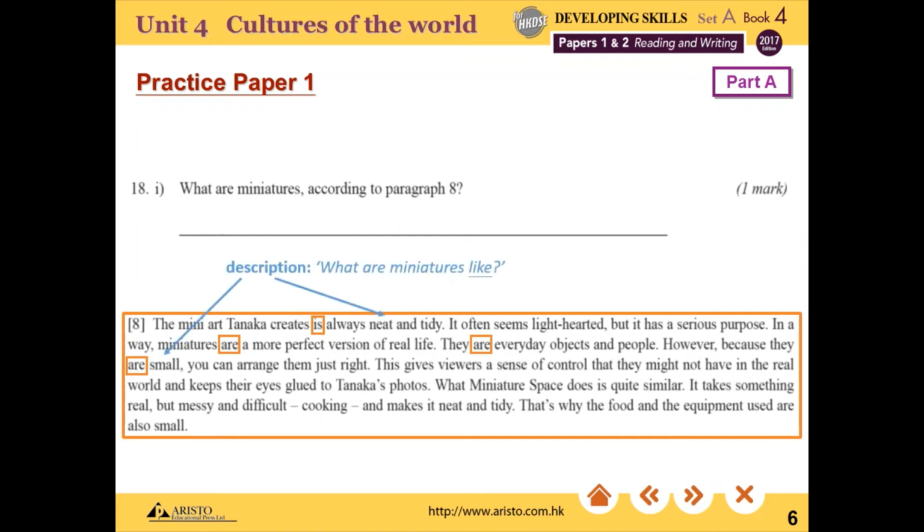Although all of these sentences talk about miniatures being something, they are not all the same. For example, these 2 highlighted in blue are descriptions of miniatures and would only be answers if the question asks you, what are miniatures like? And highlighted in green here are actually some examples of the miniatures. And the question would have been, what are some examples of miniatures?